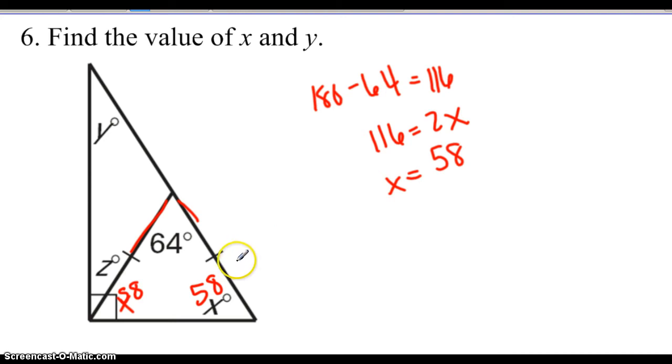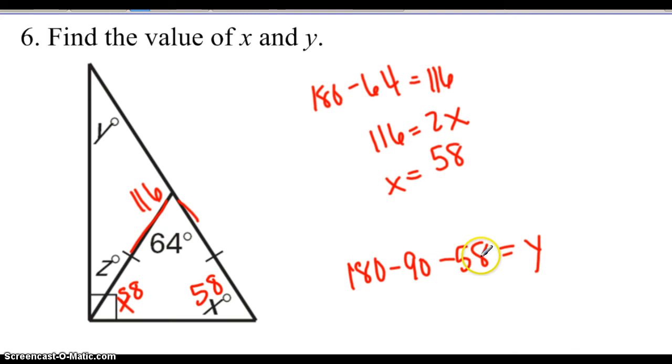Well, there's a couple ways. That's why I wanted you to do this problem on your own, because there are a few ways to do this. This is a linear pair right here. So if this is 164, I could put 116 here. I now am in a triangle here, but I only have one value. But if you look at this large right triangle, the large one, I know that this corner is 58. I know this corner is 90. And so I could take 180 minus 90 minus 58 to get y. So then y ends up being 32 degrees.